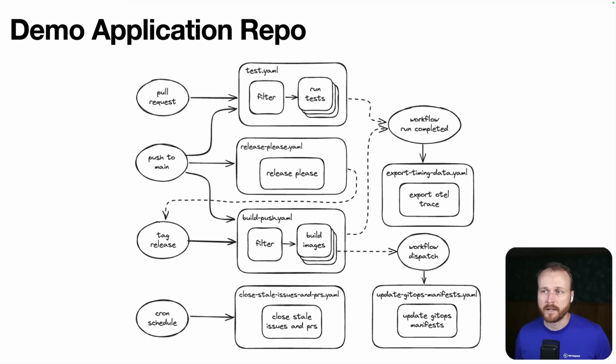The first one at the top there is a test workflow that's going to run a set of unit tests for each application. The second one has to do with automating the release process based on commits to the repo. The third one is for building and pushing our container images to registries. The fourth one in the middle is identifying and closing stale issues and PRs in the repo. The fifth one is to export timing data from our GitHub Actions into Honeycomb. And then the last one is to update our GitOps manifests automatically when we build new images, such that we can deploy those updates into the different Kubernetes clusters for each environment. Let's jump to the code editor and start building these out.